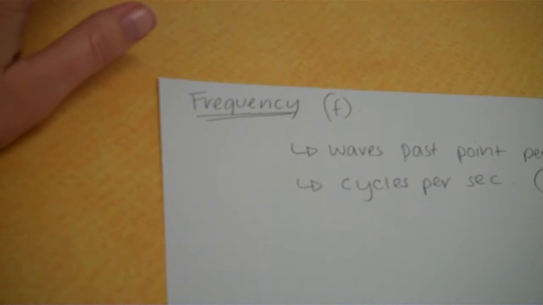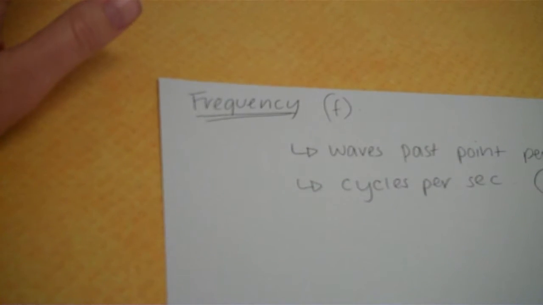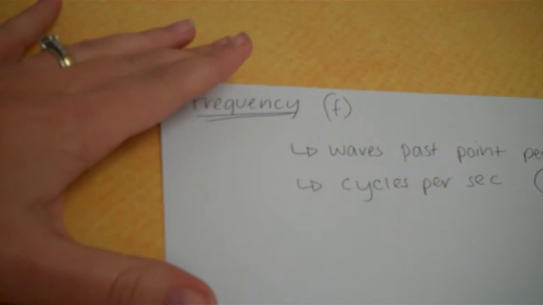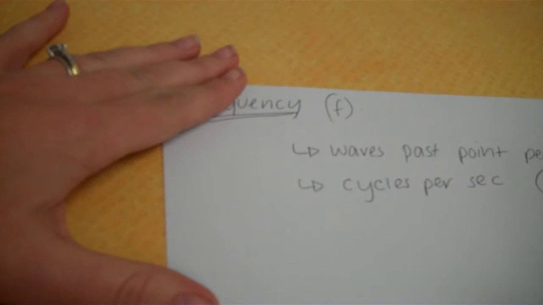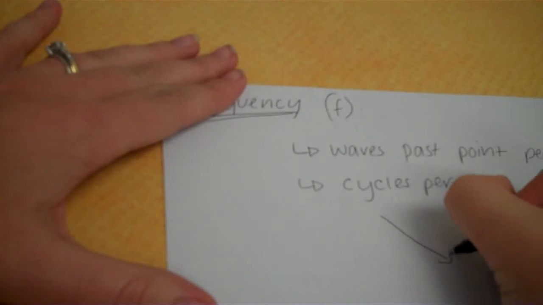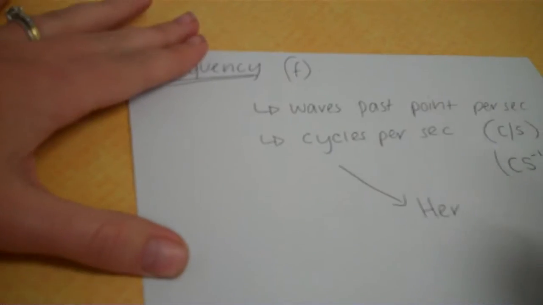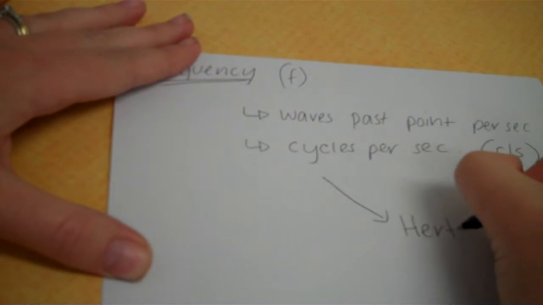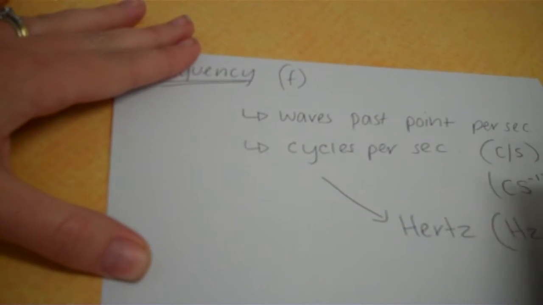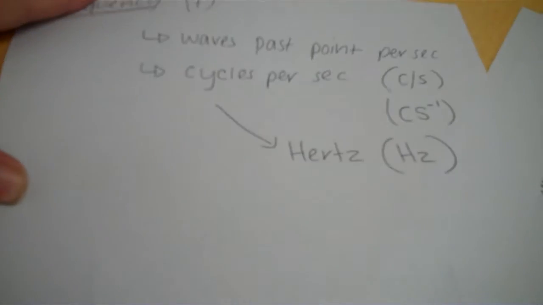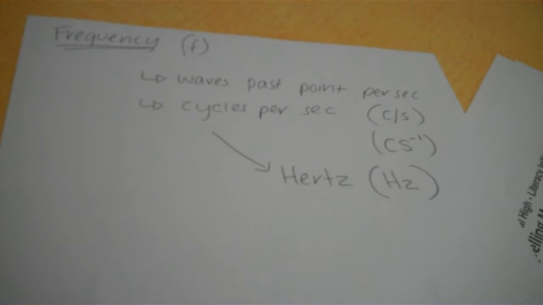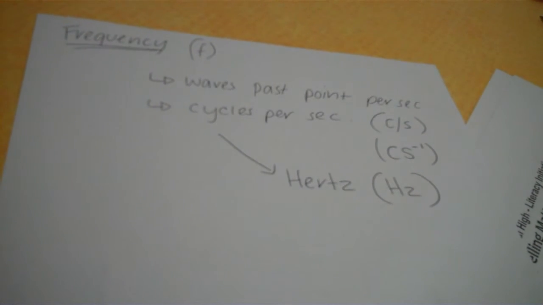Now, you've probably heard of frequency if you're looking at your stereo systems and things like that, frequency being measured in hertz. That is what hertz is. It is cycles per second. So, hertz. And of course you probably know hertz is written as HZ. I'll move that over there so you can see it a little better.